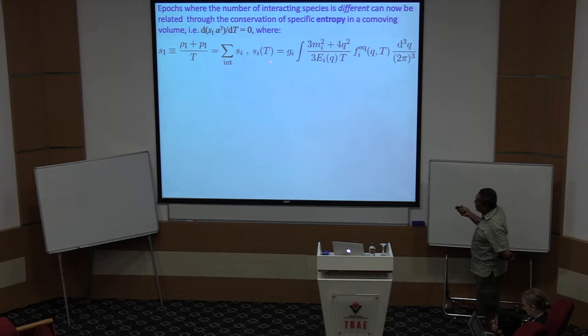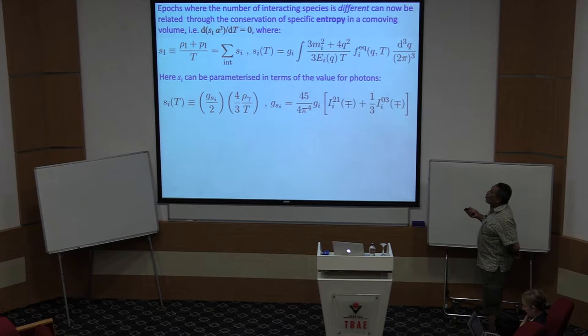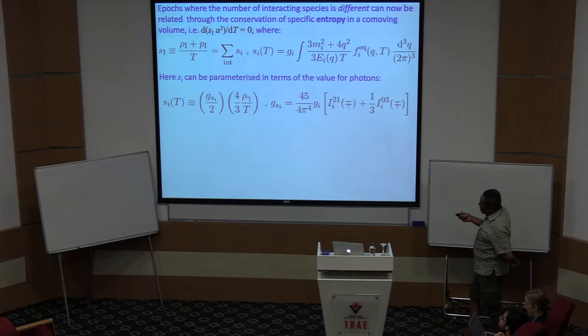So the entropy is pressure plus energy density over temperature, and we can write it in terms of the sum of the different entropy densities of the i-th species. So for each species, you know how to calculate that in terms of the phase space distribution. I already showed you this, right? And so you can parameterize s_i in terms of the equivalent entropy for photons. So that will involve g, the number of degrees of freedom, divided by 2, because 2 is the number for photons. And similarly, this 4/3 factor is coming from the different statistics.